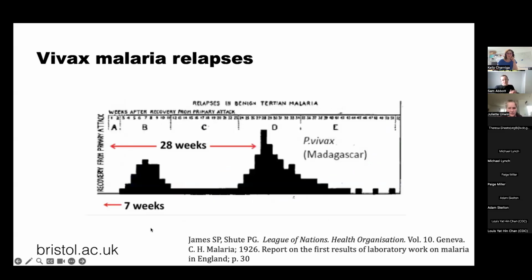So here's a really old paper, the only one I could find, about trying to capture what happens with vivax malaria. You have this initial peak of infections, the weeks after recovery from a primary attack. So you get this one peak, and then a long time after, you can get this other peak, which the single kernels that we were looking at earlier just can't capture. And I think this is why we don't get a good fit.